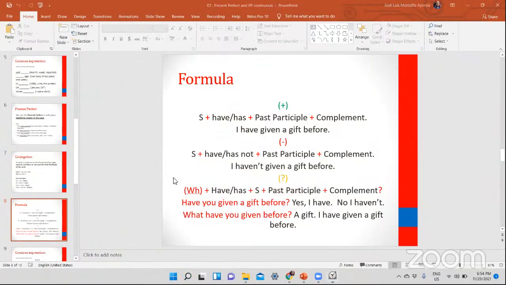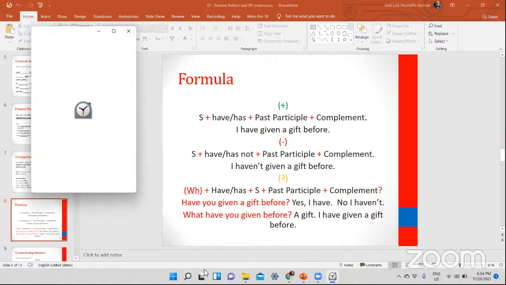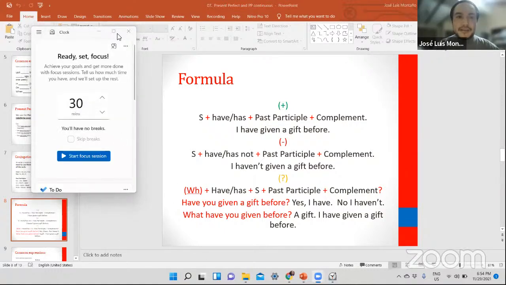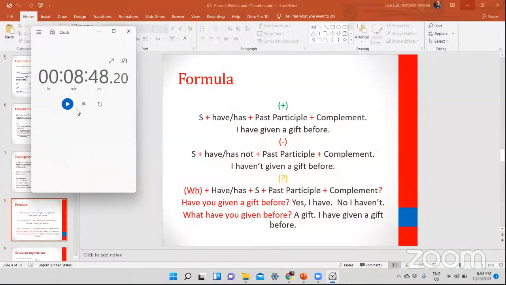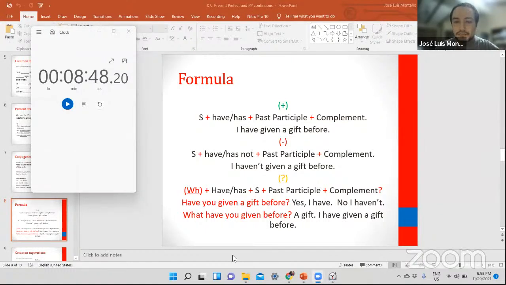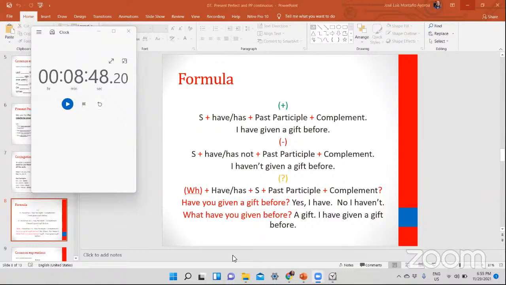And teacher, I have a question. Yes, tell me, Fabian. I don't understand why in this tense in questions we use the past participle and don't use an auxiliary and the verb in the base form. Is there an explanation or is it just something of grammar?